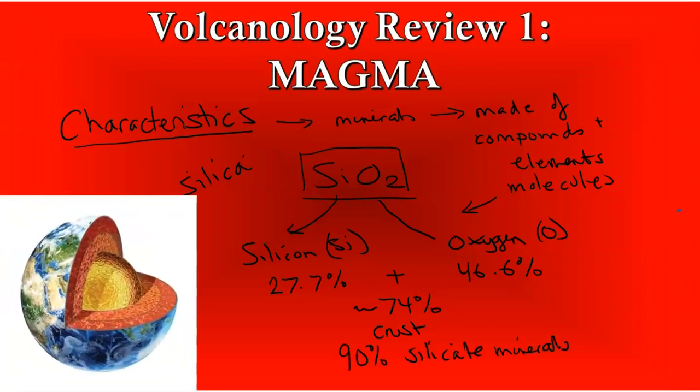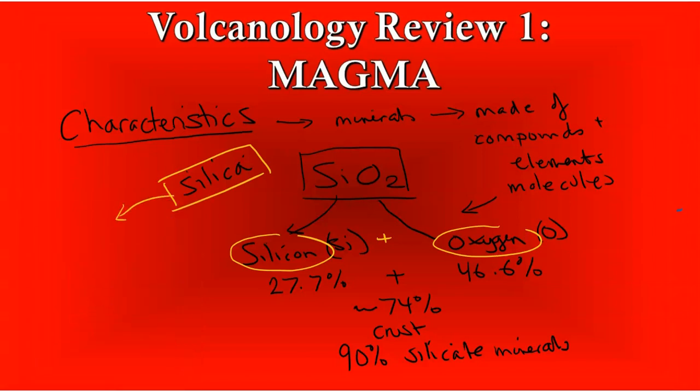If the crust and upper mantle is mostly made of silicate minerals, which is mostly composed of silicon and oxygen, the two main elements, then when you melt rock in these areas, you're going to have an abundance of silicon and oxygen being present as a molecule, which is going to be called silica, SiO2. Now, why is this important as a characteristic?